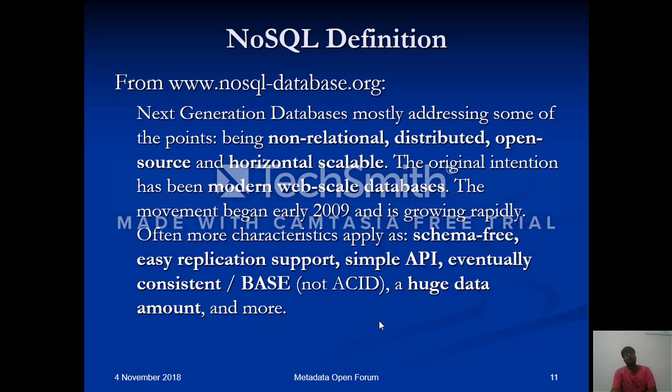Now let's move ahead to NoSQL databases, which are not familiar among our users. So let's do it. Next generation databases mostly address some of these points: being non-relational, distributed, open source, and horizontally scalable. The original motivation was modern web-scale databases. The movement began in 2009, as we all know.